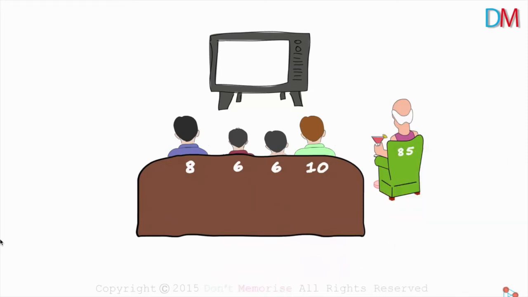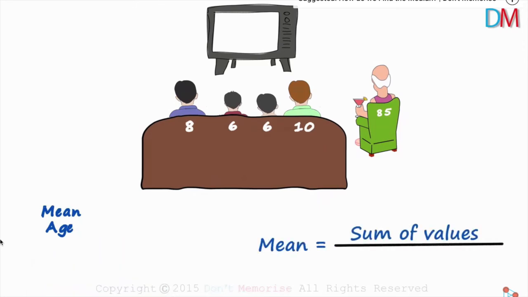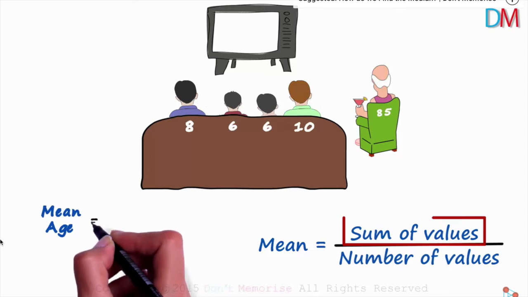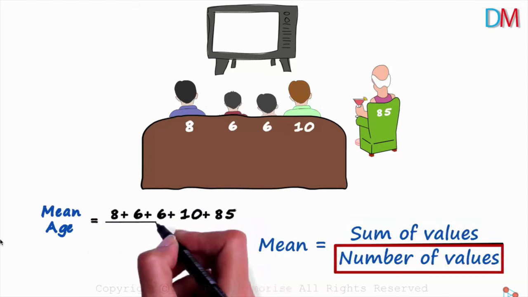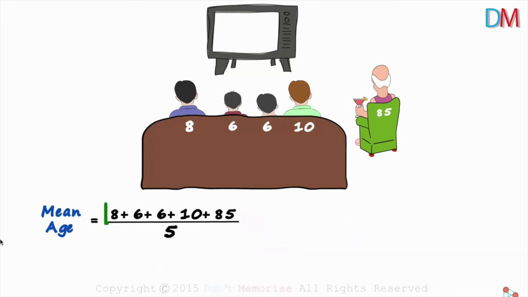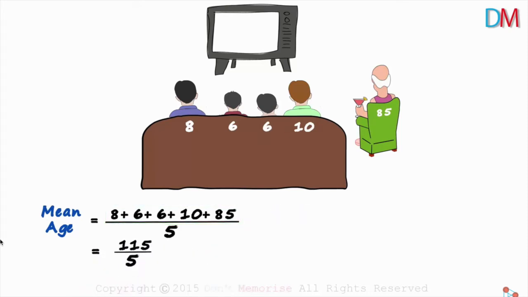To entertain maximum people, you decide to find a central value of the ages listed here. You decide to find the mean age. Arithmetic mean is the sum of values divided by the number of values. The sum is 8 plus 6 plus 6 plus 10 plus 85, and the number of values is 5. The sum equals 115. So the mean age would be 115 divided by 5. The result you get is very interesting. 5 times 23 is 115. You get the mean age as 23 years.